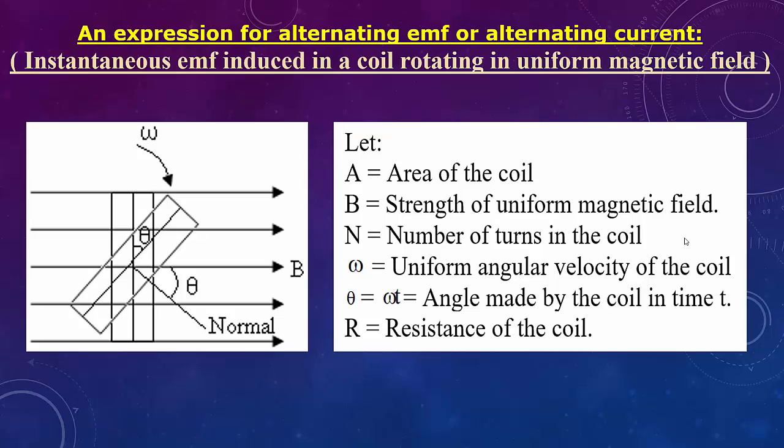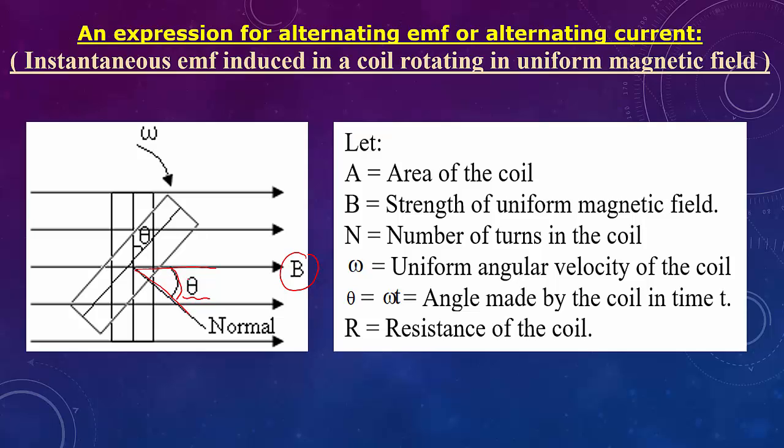Now let us observe this diagram. Let us consider a uniform magnetic field, this horizontal line with arrow mark that gives the uniform magnetic field. In this uniform magnetic field, we consider angle theta. This angle theta is between the magnetic field lines and the normal drawn to the given coil.